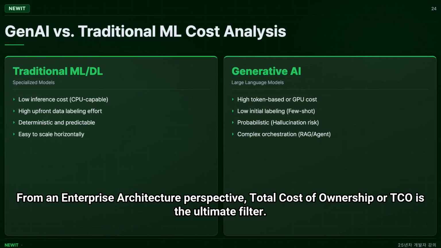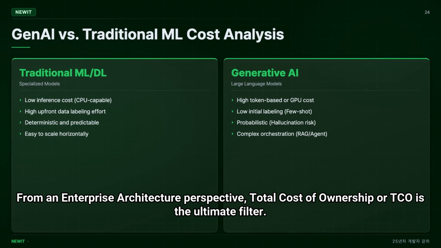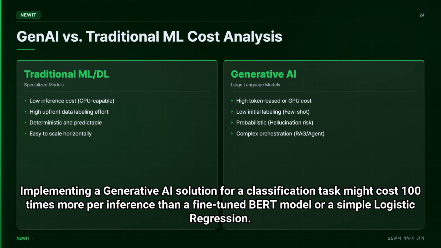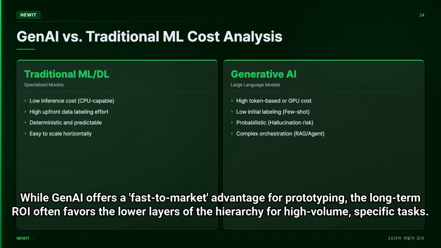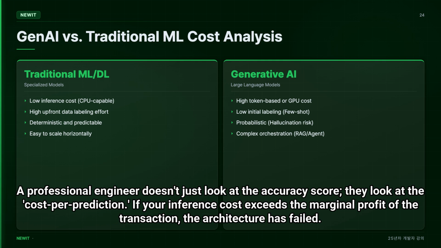From an enterprise architecture perspective, total cost of ownership, or TCO, is the ultimate filter. Implementing a generative AI solution for a classification task might cost 100 times more per inference than a fine-tuned BART model or a simple logistic regression. We must factor in GPU scarcity, token pricing, and the latency overhead of large-scale models. While GenAI offers a fast-to-market advantage for prototyping, the long-term ROI often favors the lower layers of the hierarchy for high-volume specific tasks. A professional engineer doesn't just look at the accuracy score, they look at the cost per prediction.